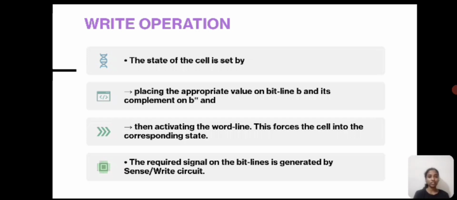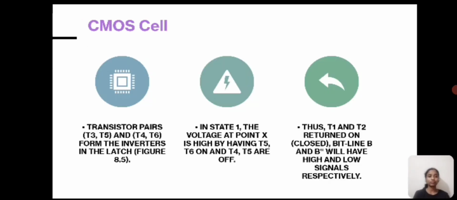Write operation in SRAM. The state of the cell is set by placing the appropriate value on bit line B and its complement on B double dash, and then activating the word line. This forces the cell into the corresponding state. The required signal on the bit lines is generated by the sense or write circuit.